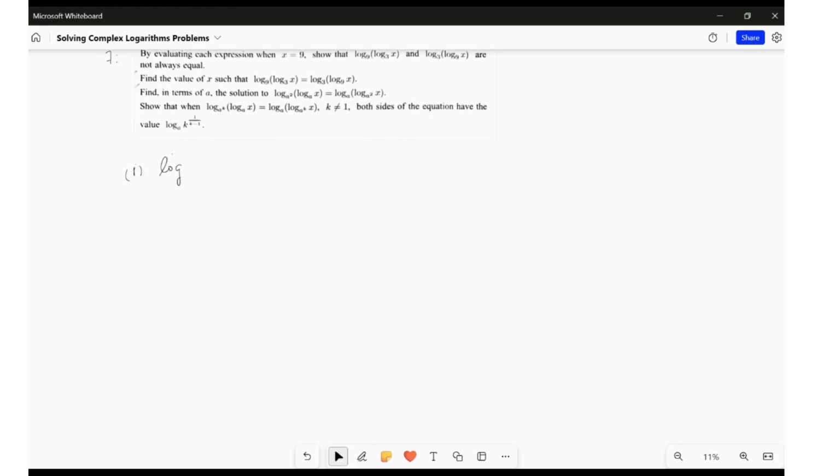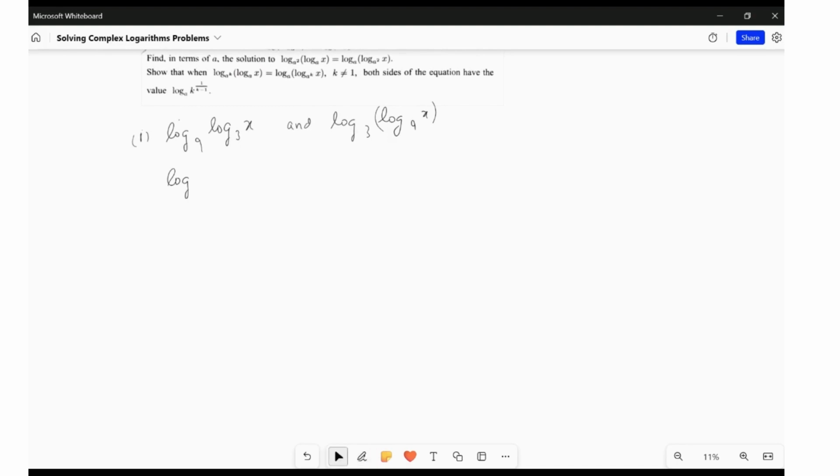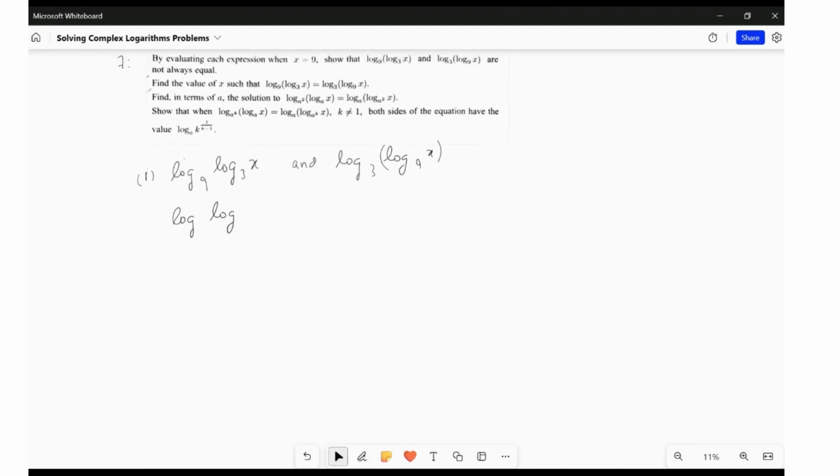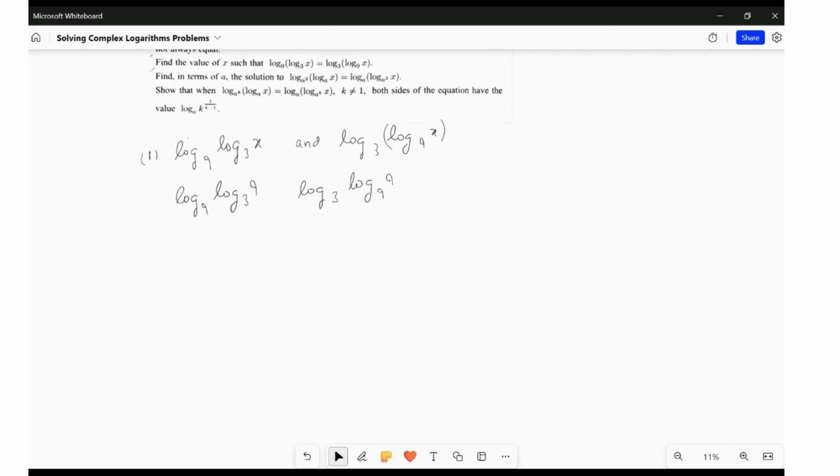Now log x base 3 whole base 9 and log x base 9 whole base 3. Now we just plug in, like, put the value of x equal to 9 in both the expressions. So log of 9 base 3 whole base 9 and log 9 base 9 whole base 3. Now log 9 base 3 is 2.